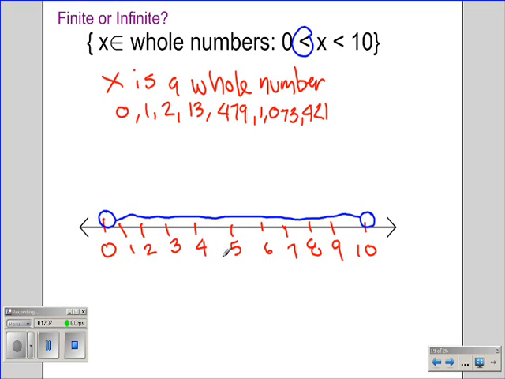Can I count this set of numbers? Yes. It's 1, 2, 3, 4, 5, 6, 7, 8, 9. It's 9 elements large. Does it have a starting point and an ending point? Yes. The solution to this set would be the numbers 1, 2, all the way to 10. Does it have a starting point and an ending point? Yes. Therefore, it is a finite set of numbers.